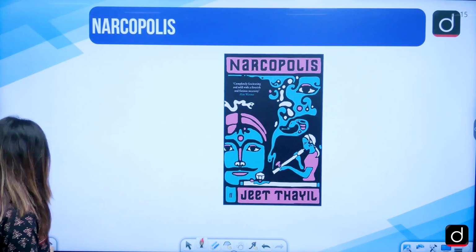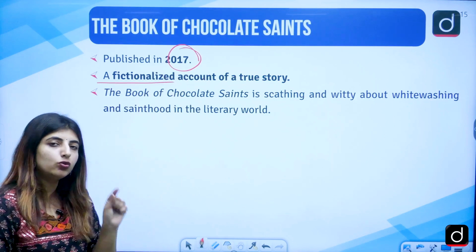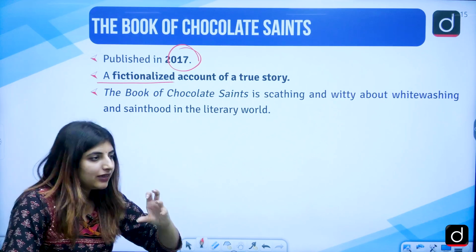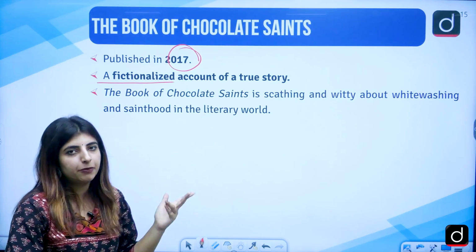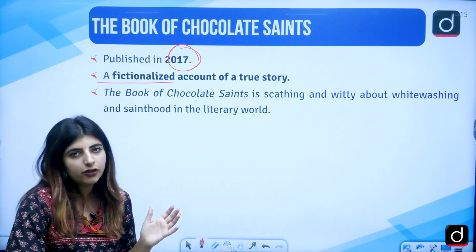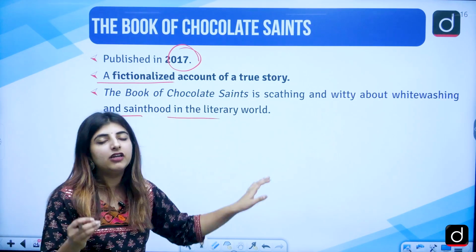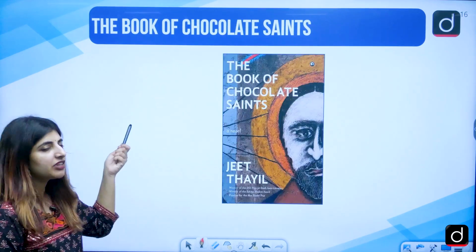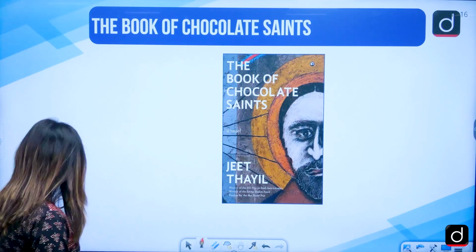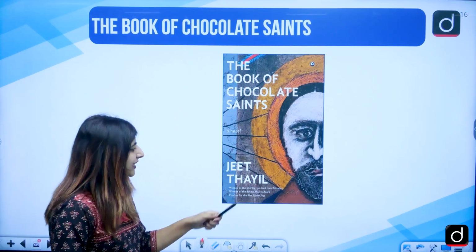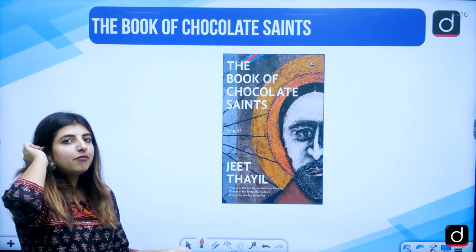So this is the cover page. Then we have The Book of Chocolate Saints, published in the year 2017, a fictionalized account of a true story. So Thayil knew about this story which happened in reality, and he gave a fictional touch to it by changing names. The Book of Chocolate Saints is scathing and witty about whitewashing and sainthood in the literary world that we have. So this is the cover page of the novel. Winner of the DSC Prize for South Asian Literature, winner of the Sahitya Akademi Award, already told you, right? And finalist for the Man Booker Prize.